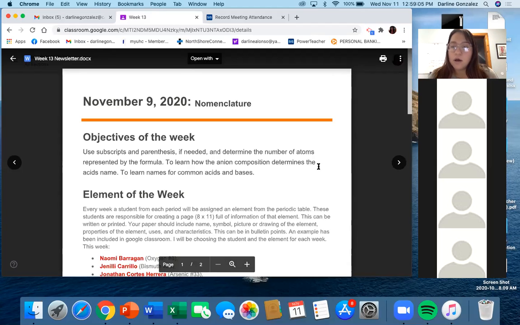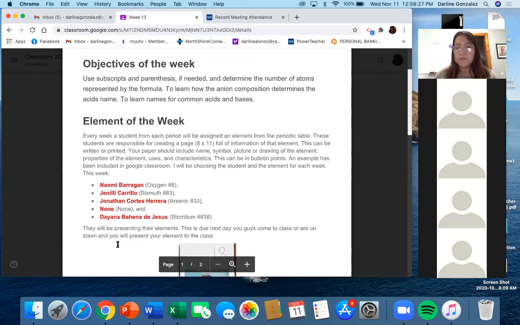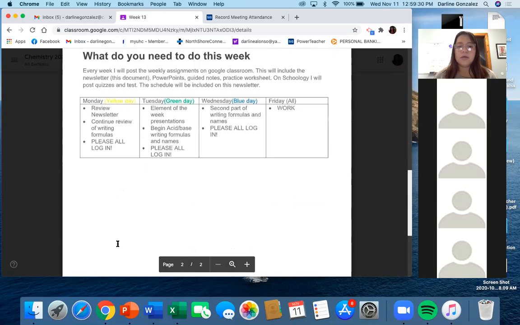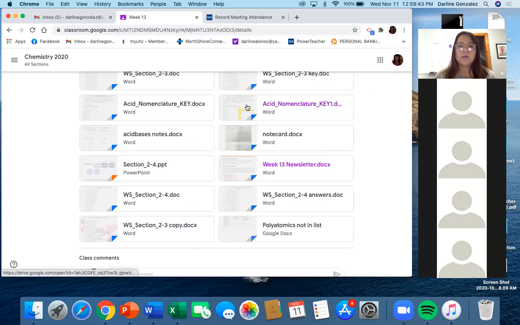This is just what we are going to do this week. First of all, the objective is the same. We're going to use subscripts and parentheses to determine the number of atoms represented in a formula. We're going to learn how to write the names of acids and bases, and then how to write the formulas of acids and bases as well. Nobody from this class has element of the week because we only have 2 people and they already did it. And then we have, like I said, the second part of the lecture today, that we're going to continue. Okay, so that's this week.